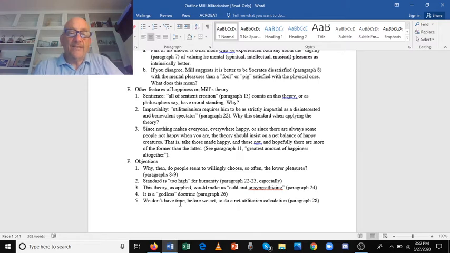Number 3 is my parse, the first 4 lines in E3 here, of what he says in paragraph 11, which is the goal of the theory is to promote the greatest amount of happiness altogether. What that means, and this is my rendering here in E3, so nothing makes everyone everywhere happy, right? Nothing. Since there are always some people not happy when you are, the theory should insist on a net balance of happy creatures. That is, take those made happy and those not, and hopefully there's more that are made happy.